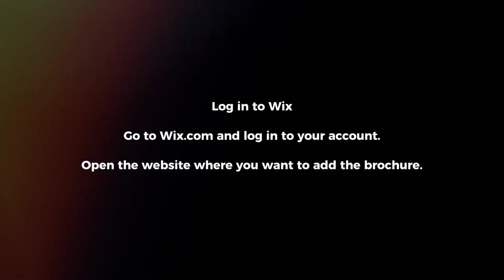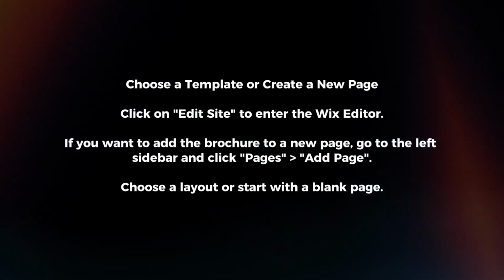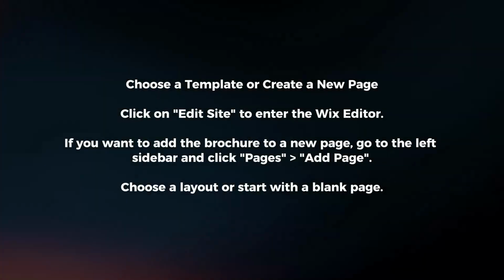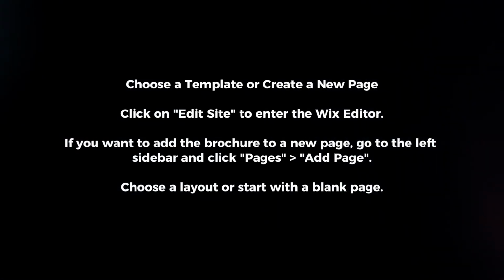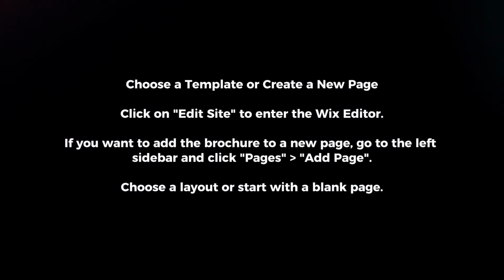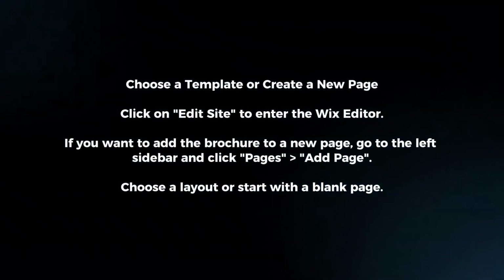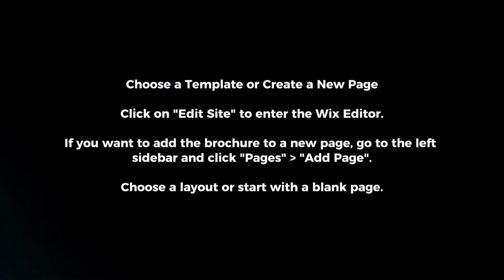Open the website where you want to add the brochure. Choose a template or create a new page. Click on Edit Site to enter the Wix editor. If you want to add the brochure to a new page, go to the left sidebar and click Pages, Add Page. Choose a layout or start with a blank page.